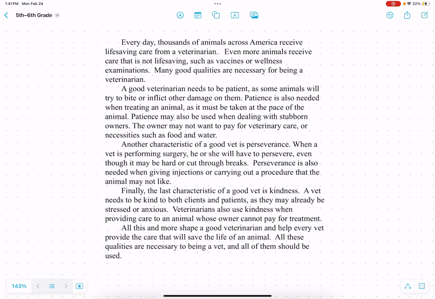Today we are going to talk about evaluating your 5-paragraph essay, also called the funnel method.